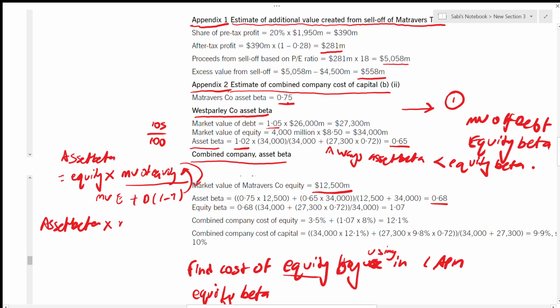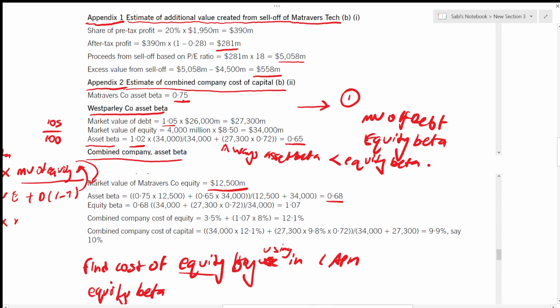So I'm not writing it again. That's why asset beta 0.68, multiplied by equity plus debt. So equity is 34,000 and debt is 27,300 into 0.72, because after tax, divided by market value of equity, which is 34,000. So this is your equity beta. Again, check whether your equity beta is greater than asset beta or not. It is greater. 1.07 is greater than 0.68. So you're right.